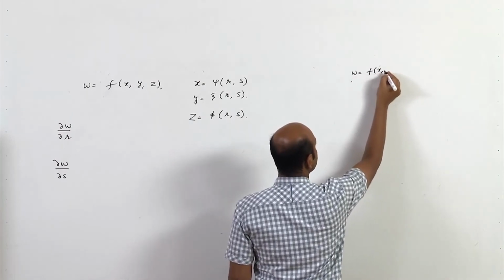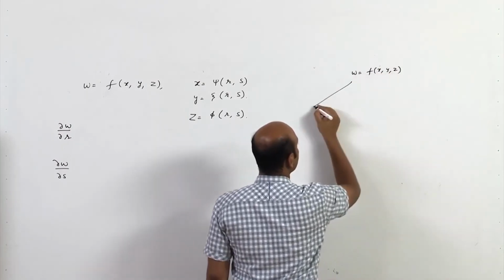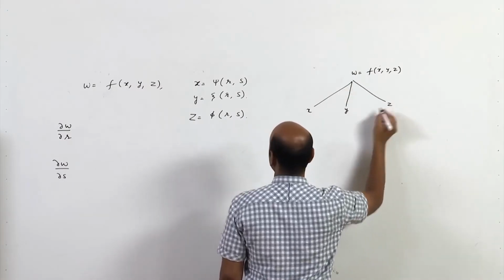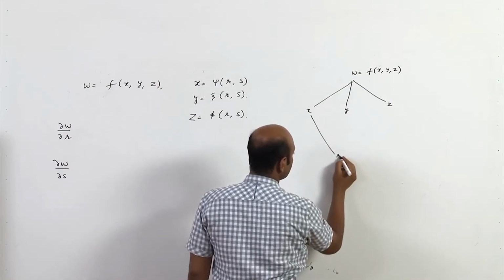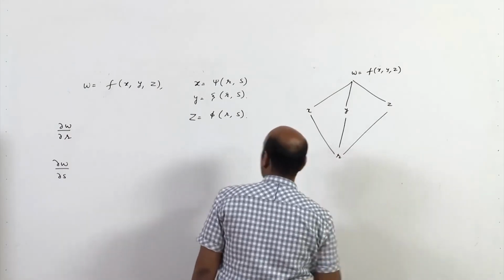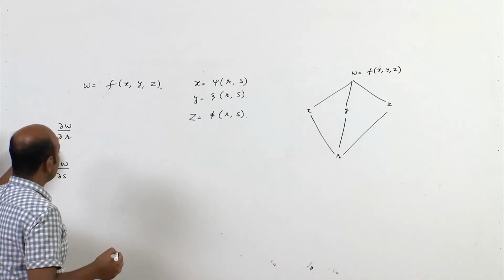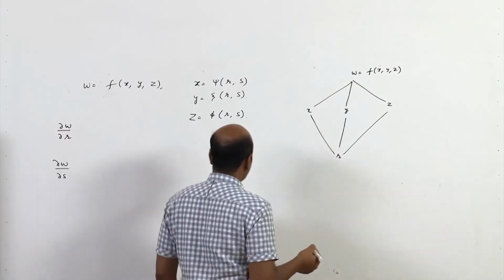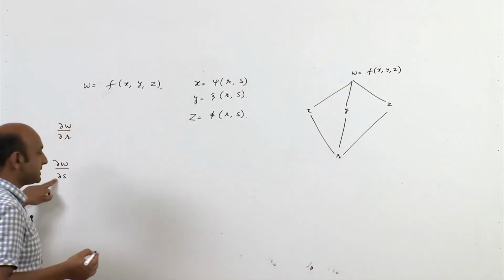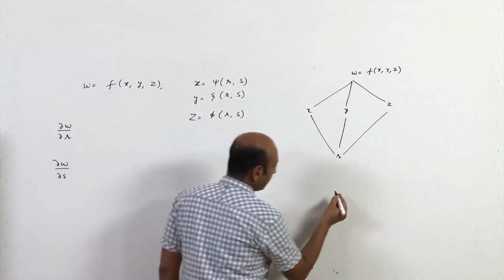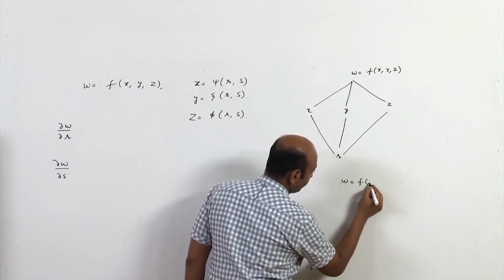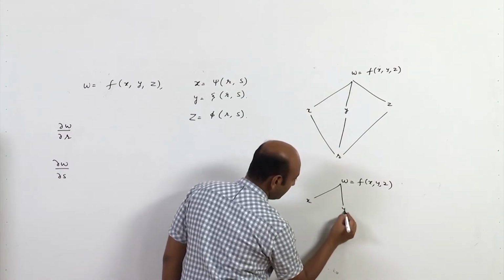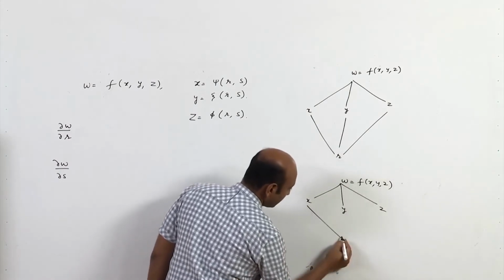This is x, y, z. It is x, it is y, it is z, and all are functions of r. If you want to compute del w by del r, write only r at the bottom of the tree. And when we want to compute del w by del s, write s at the bottom of the tree: x, y, z, it is x, it is y, it is z, and each is a function of s.